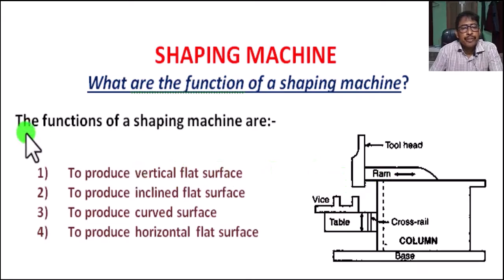So, the functions of a shaping machine are: number one, to produce vertical flat surfaces, to produce inclined flat surfaces, to produce curved flat surfaces, to produce horizontal flat surfaces. Horizontal flat surface is the primary use of a shaper machine. Okay, that is the introduction of a shaping machine.